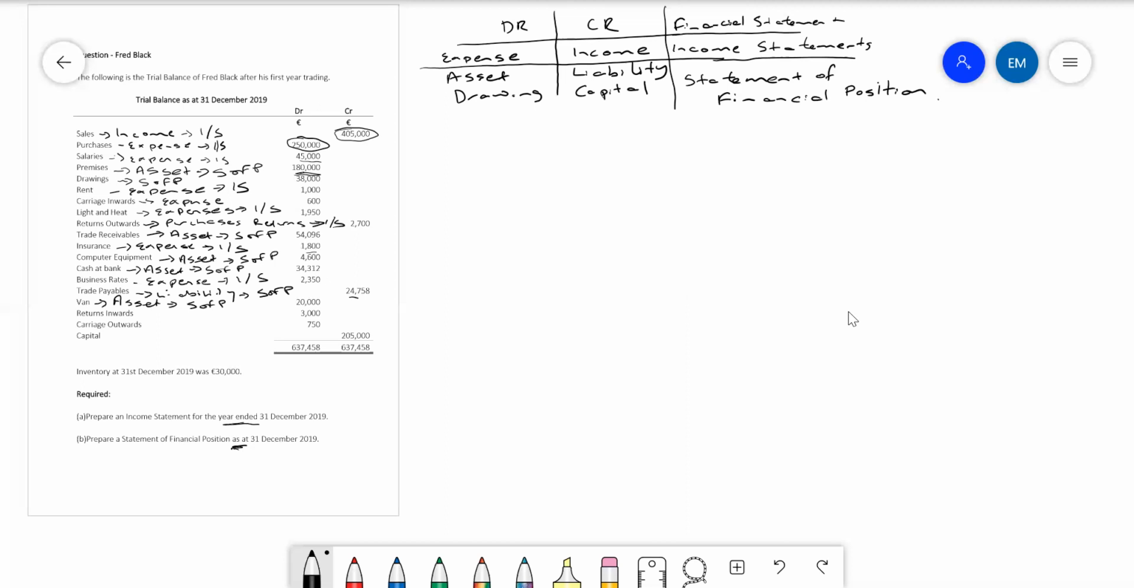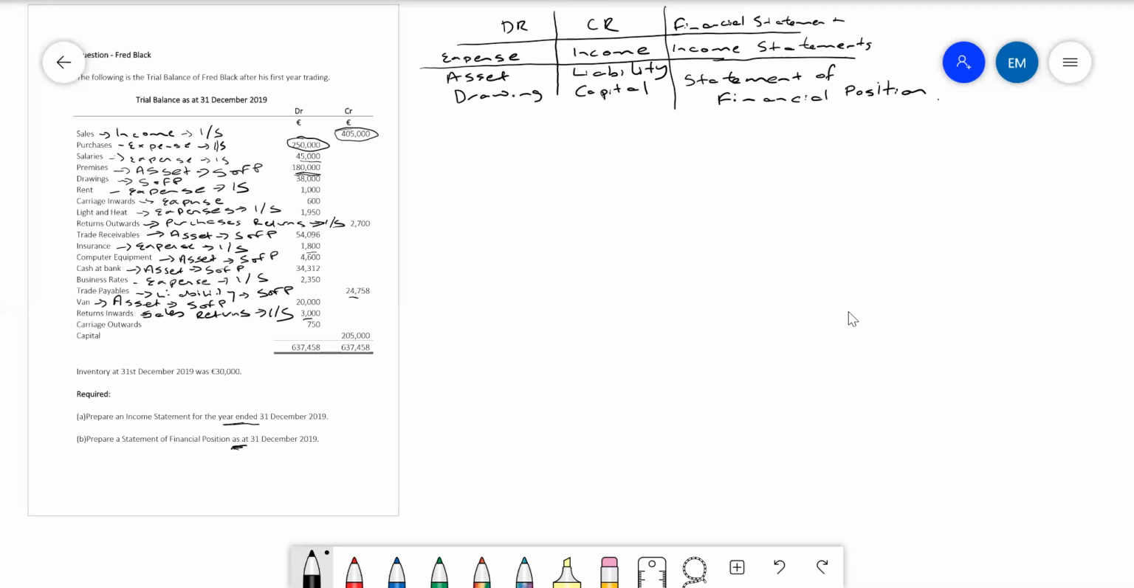Returns inwards, another debit balance, is another expense. Sorry, it was carriage inwards. I was thinking returns inwards is a debit balance. Returns inwards is another name for sales returns, and therefore is netted off your sales figure, and therefore will appear in your income statement.